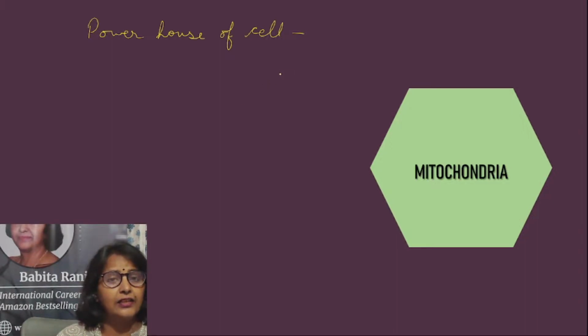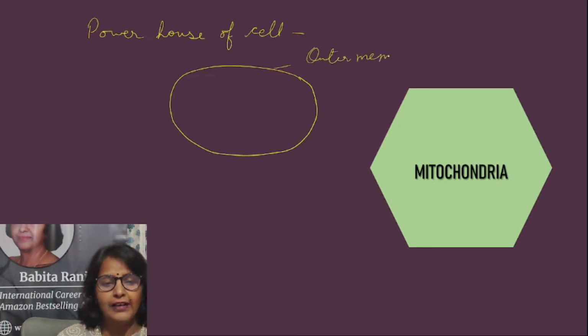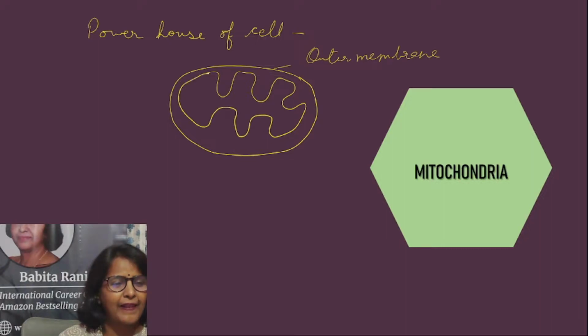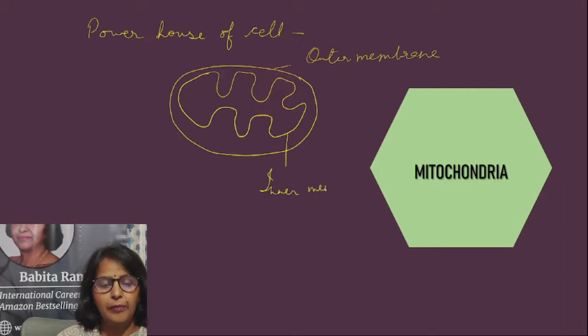If we look at the shape of mitochondria, it is a double membraned structure. So this is the outer membrane, which is smooth, and the inner membrane of mitochondria is folded. The outer membrane is permeable and the inner membrane is selectively permeable. Because of this outer and inner membrane, we have two different compartments. This is known as the outer compartment and this is known as the inner compartment.